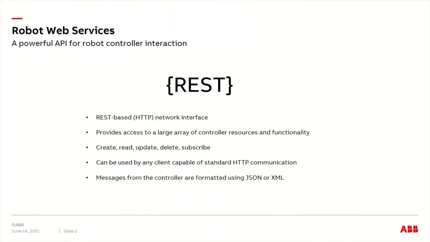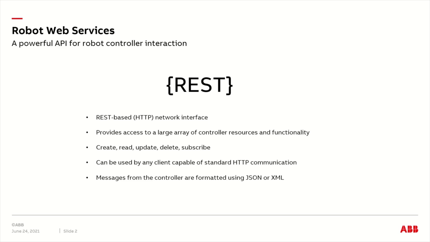Robot Web Services is a REST-based network interface. REST is a widely used set of principles for API design, which very simply put leverages the HTTP protocol used in standard web browsers. Robot Web Services provides access to a large portion of the controller's resources and functions. Typically, it can be used to create, read, update, and delete those resources. And in many cases, it can also be used to subscribe on the resources, allowing the application to react on changes. This is achieved using the WebSocket protocol.